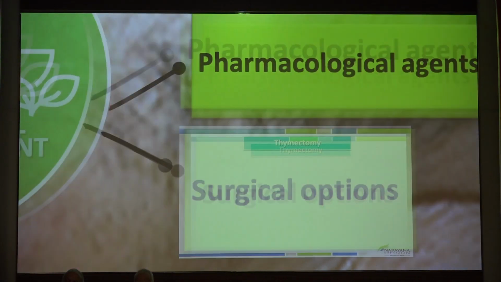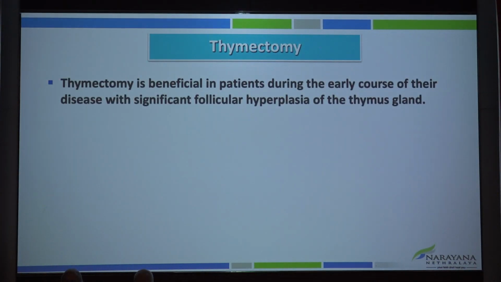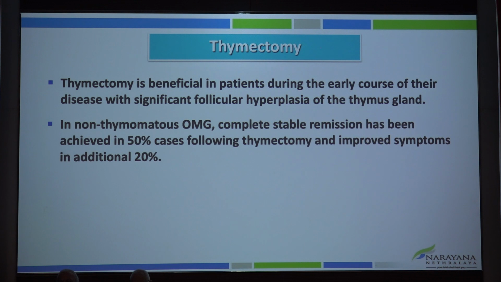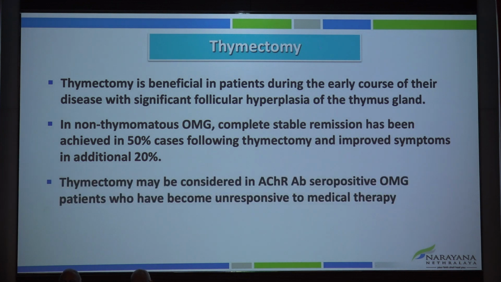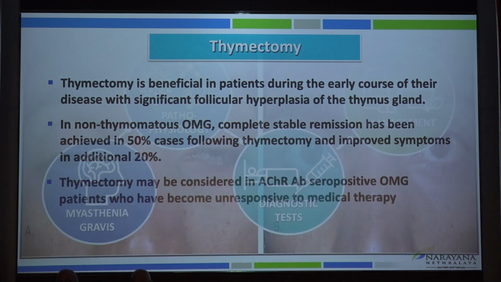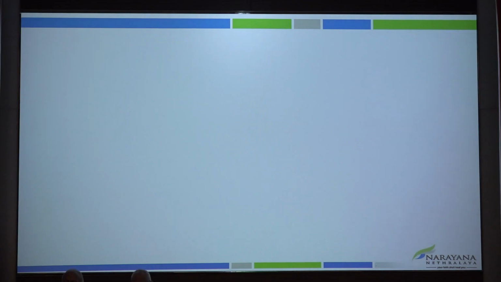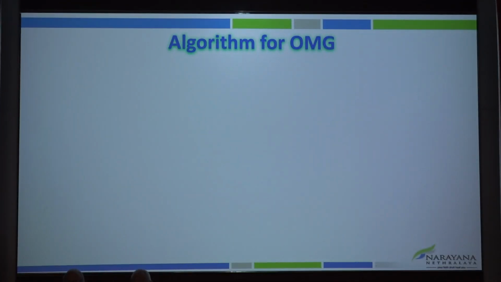Surgical options are basically reserved. Thymectomy is beneficial in patients during the early course of the disease with significant follicular hyperplasia of the thymus gland. In non-thymomatous OMG, complete remission has been achieved in 50% following thymectomy and improved symptoms in an additional 20%. Thymectomy can be considered in acetylcholine receptor antibody seropositive cases who have become unresponsive to medical therapy. So what is the basic algorithm then for ocular myasthenia gravis?